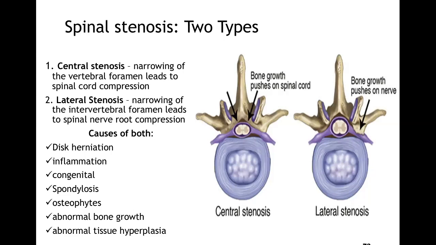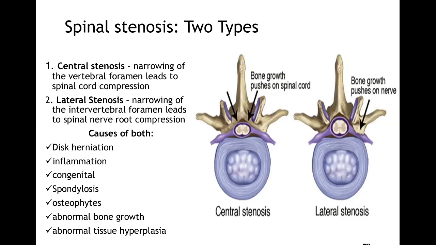And then we have lateral stenosis, which you see here on the right, which is the narrowing of the intervertebral foramen that leads the spinal nerve roots. It leads to compression when that becomes smaller or stenosis starts to happen. So it can be caused by a disc herniation, by inflammation, it can be congenital, it can be caused by spondylosis, by osteophyte formation or bone growth, bone spur formation. Abnormal bone growth can also narrow these two areas, or abnormal tissue hyperplasia.